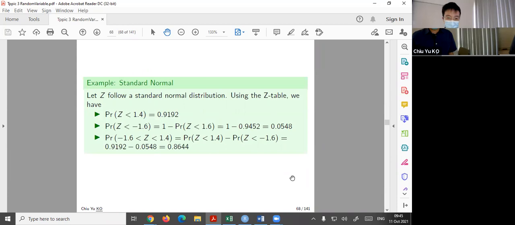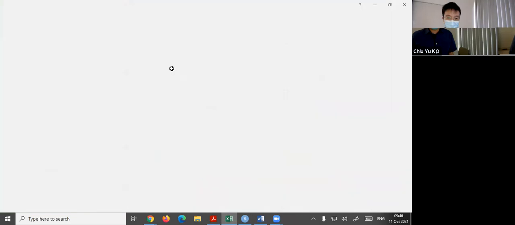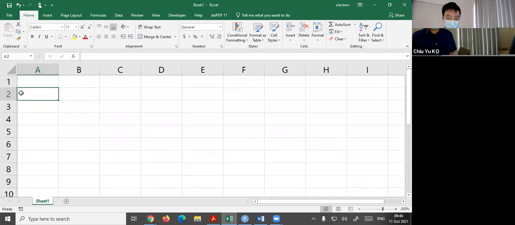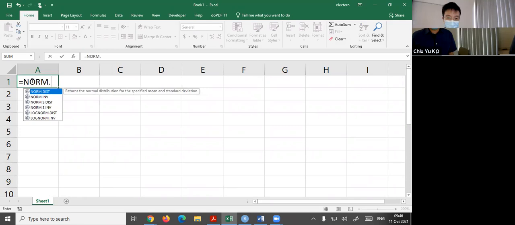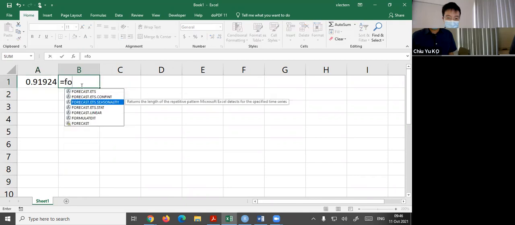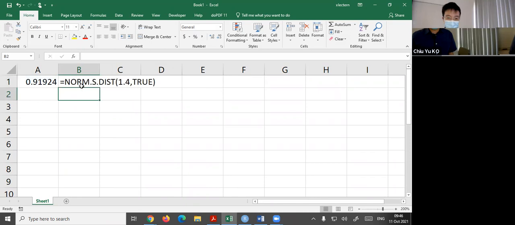Let's work on calculating this value again. You would use what we call NORM.S.DIST. Let me show it to you. We'll use NORM.S.DIST with 1.4 and then TRUE. This is how you get 0.9194.